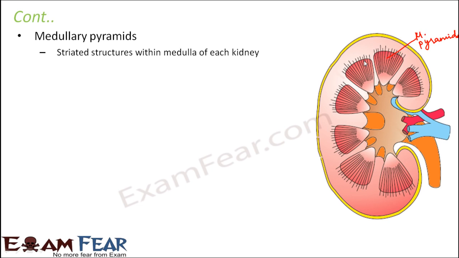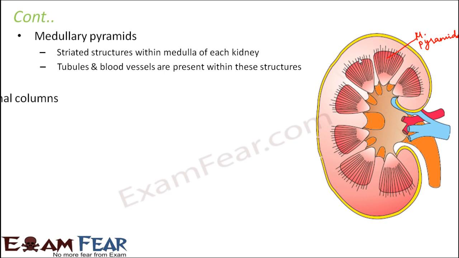They are like the structure of a pyramid and they have striations like this. The striations which you can see, that is why they are called striated structures. Tubules and blood vessels are present within these structures. So inside these structures, you actually have tube-like structures as well as blood vessels. We will talk about all those structures which are present in the medullary pyramids.